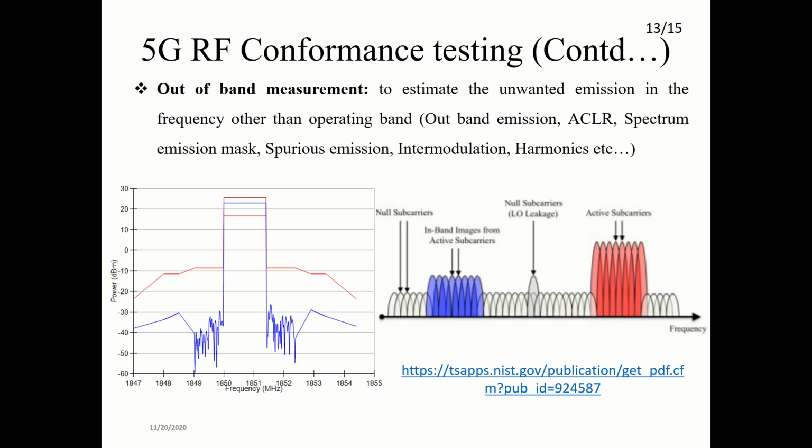Next is RF conformance testing, out of band measurement. Out of band measurement means estimating the unwanted emission in frequencies other than the operating band. So out of band can be emission or response also. Emission means what the particular device is emitting in other bands. So for out of band emission, this is what I was telling, the spectrum emission mask.